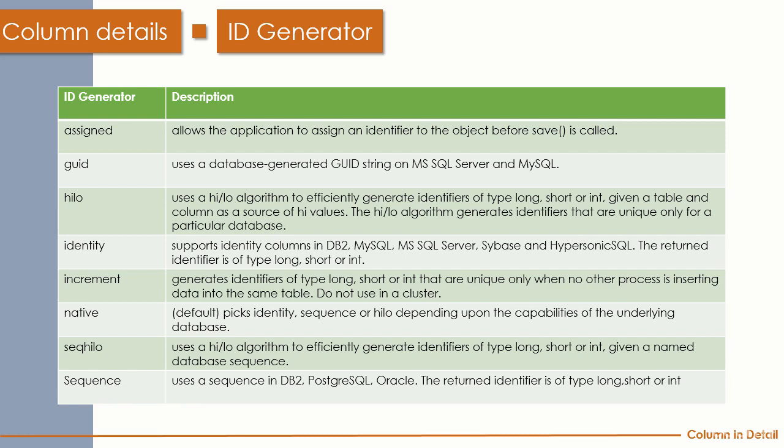And also the sequence. In Oracle, DB2, and PostgreSQL, we can define a sequence to generate the ID. It's similar to native generation, but you can define the range and the generation strategy for different loads and different usage of your database.